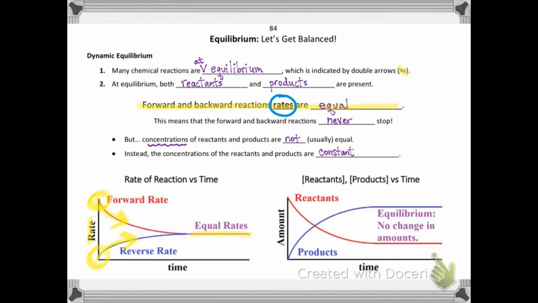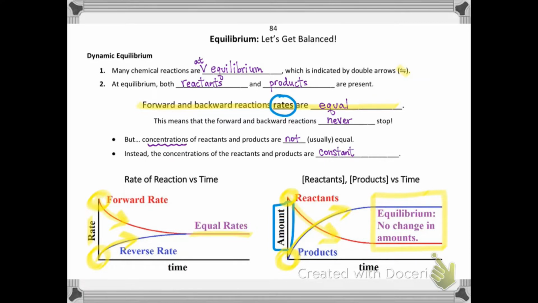Another graph that you will see is when you're looking at the amount of reactants, usually their concentration. Again, we're starting at the beginning with all reactants, and of course that amount is going to go down. You're starting at the beginning with no products, and that amount is going to go up. But notice when you hit equilibrium, the amount stays constant.